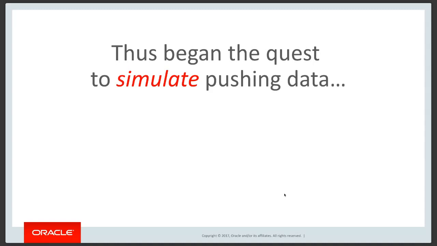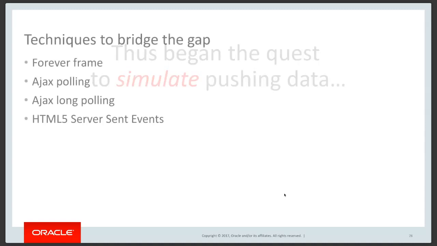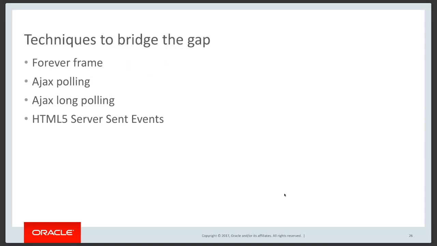Thus began the quest to simulate pushing data. I'm sure some of the folks here today are guilty of a few of these. I'm guilty of three of them for sure. One of them was the forever frame, and with the forever frame, you would embed an iframe into a web page, and you would use the iframe to issue requests for new data and then proxy that up to the parent page. That worked, even goes back to IE6.